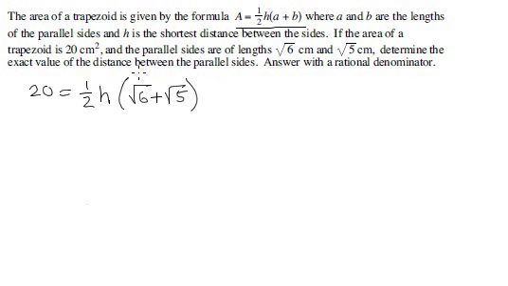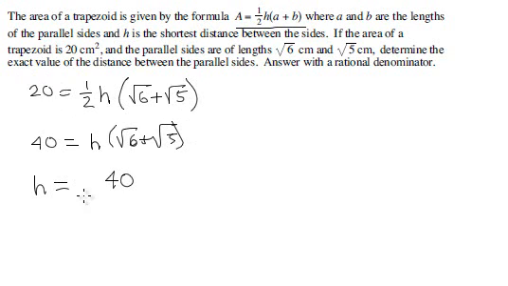And they want us to find h, the distance between the parallel sides. So if we're solving this for h, we're going to multiply both sides by 2 to get rid of the 1/2. And then we're going to divide by root 6 plus root 5. And at this point, we would be done if it weren't for that pesky rule about rationalizing denominators. So they will want us to do this.